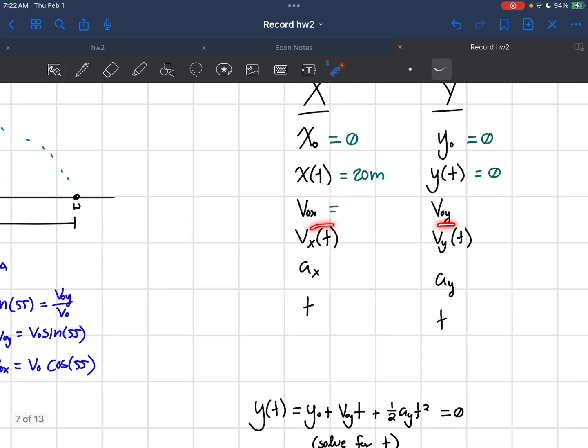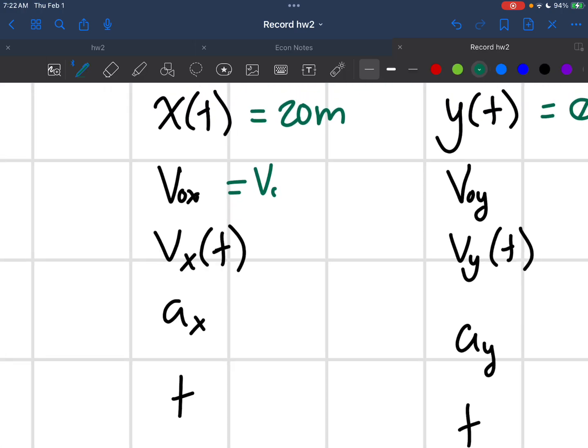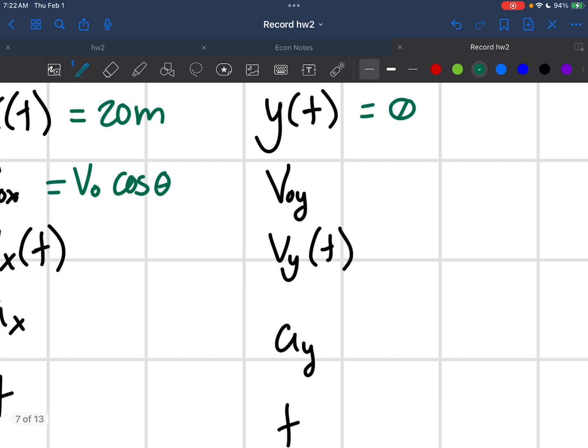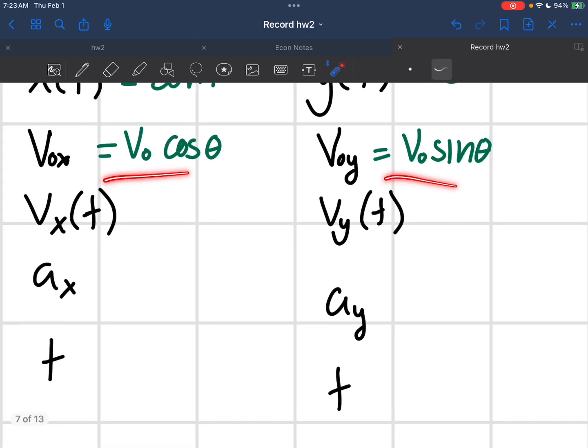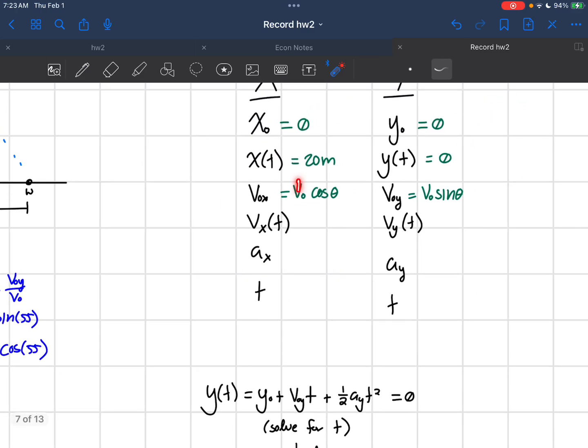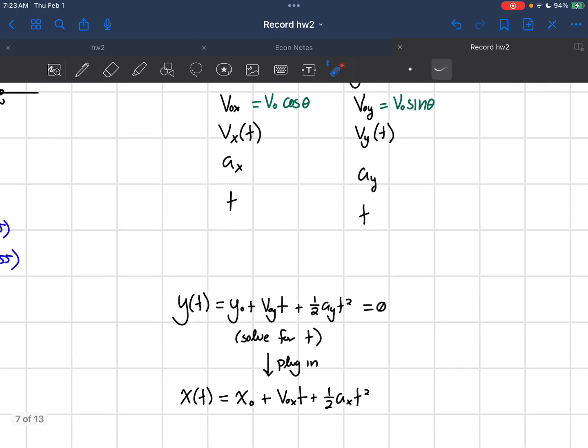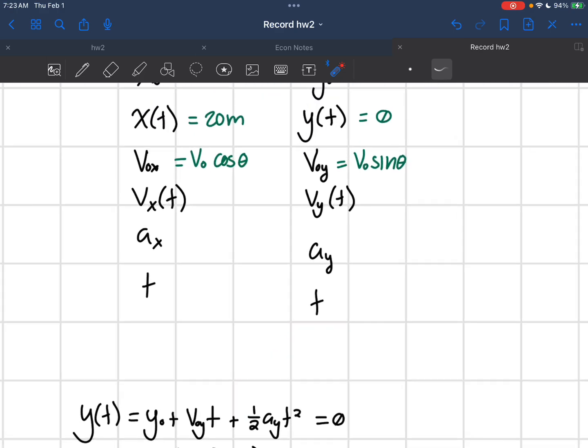So that's how I can incorporate v naught into these equations. I can have my components here. It'll be v naught cos theta. Well, that theta is going to be 55, but I'm just going to write theta. And this will be v naught sine theta. So that's my easiest way to incorporate the variable that I'm solving for into the equations that I'm solving.